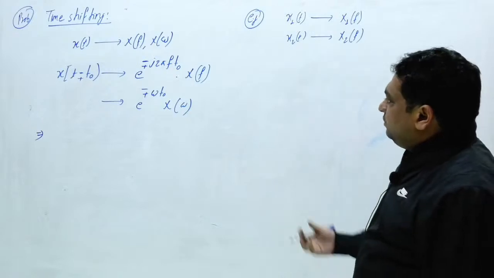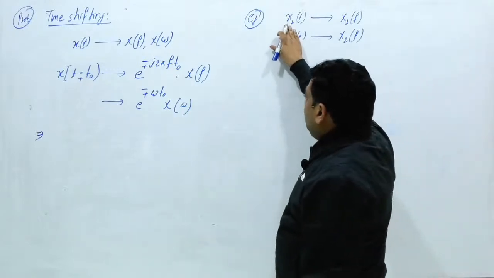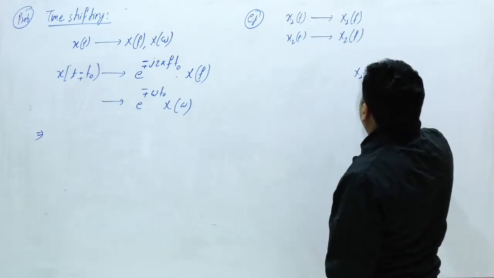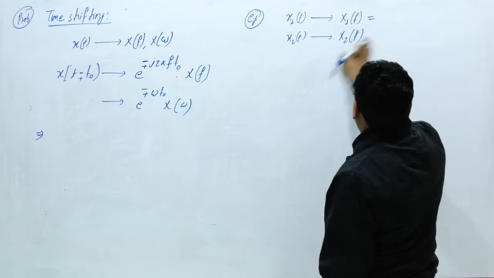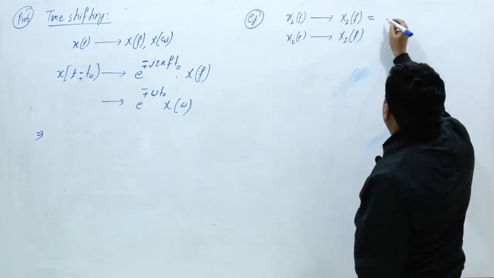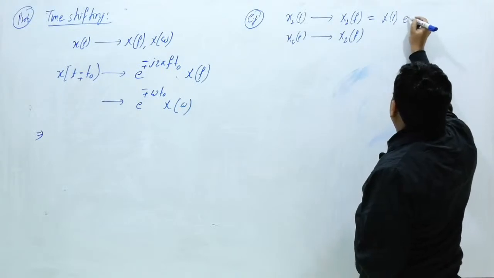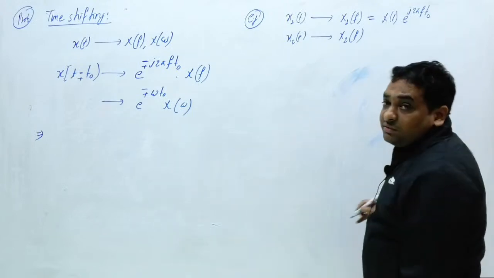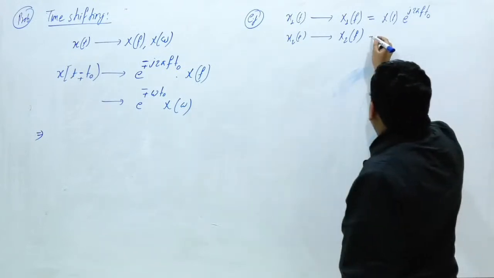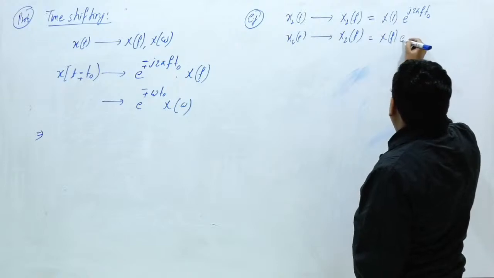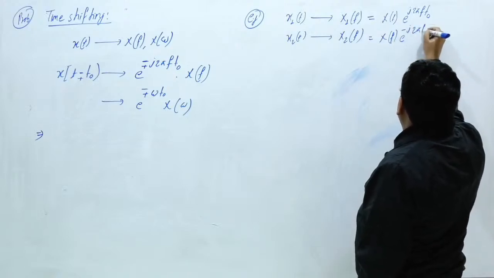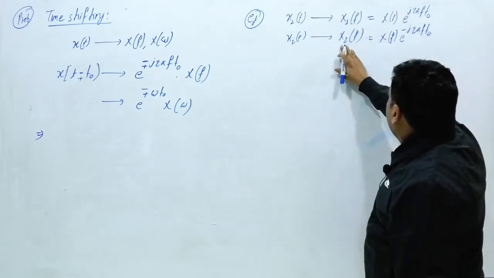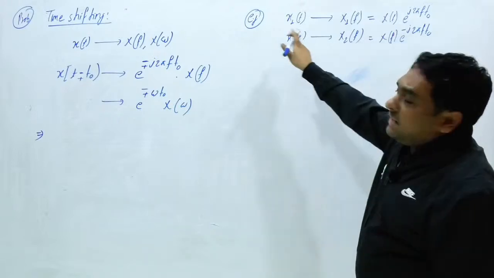So I am going to consider two signals, and now suppose this X1(f) I am going to assume is nothing but X(f) e raised to power j 2 pi f t0. Suppose X(f) multiplied by this, and X2(f) is nothing but X(f) e raised to power minus j 2 pi f t0. Suppose like this. So I am going to assume X1 is like this and X2 is like this. Then what will be x1(t) and x2(t)?